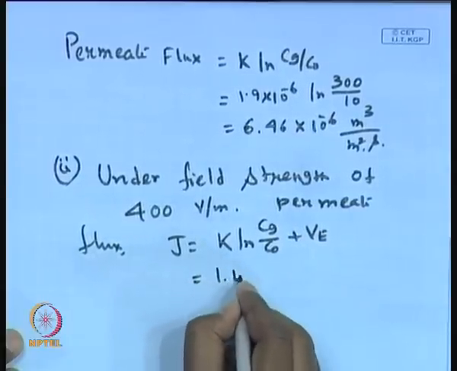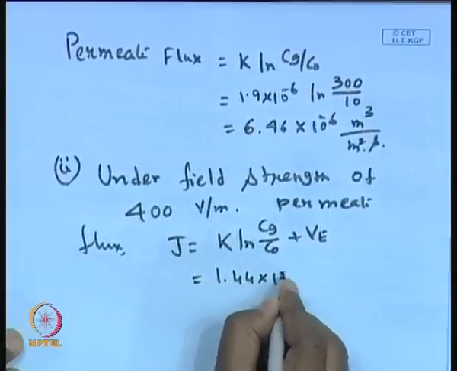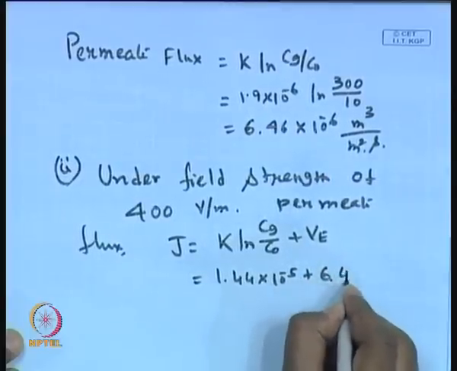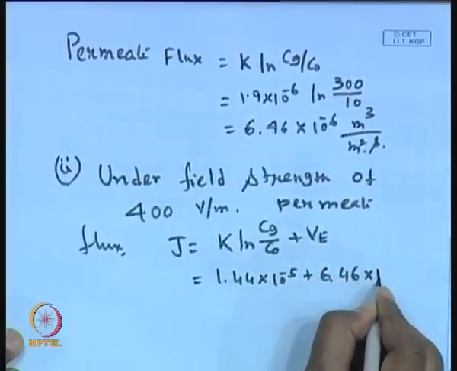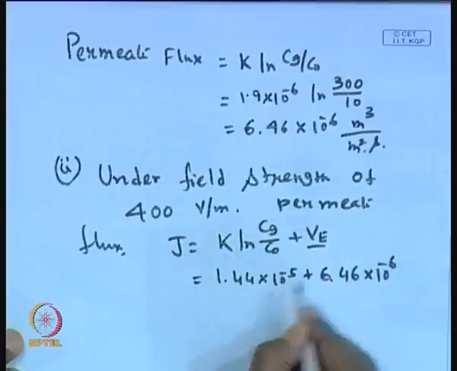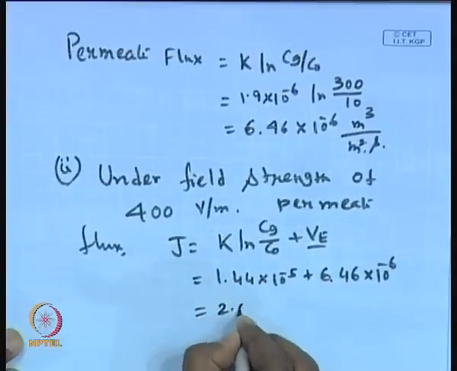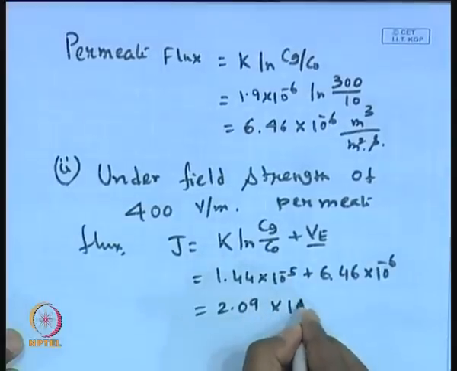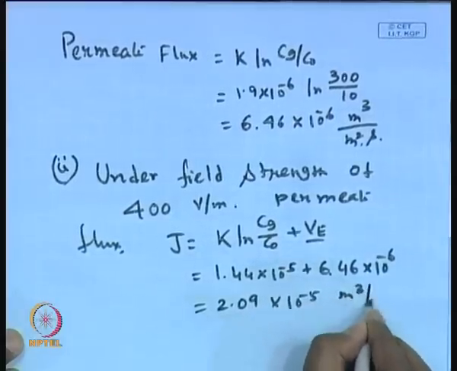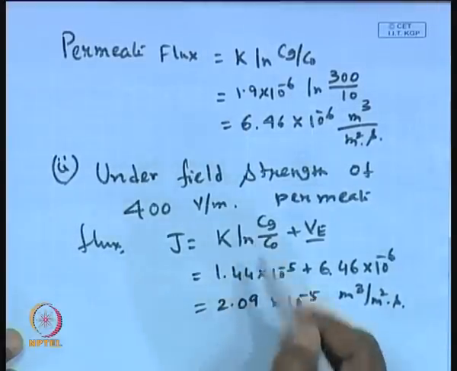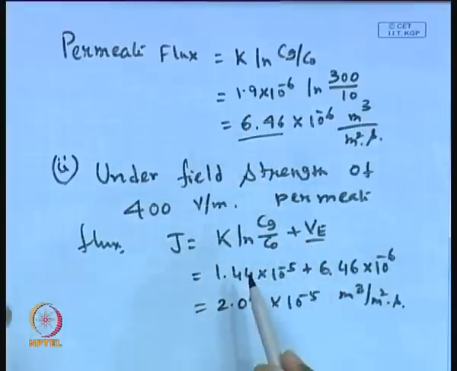So, it becomes 1.44 into 10 to the power minus 5 plus 6.46 into 10 to the power minus 6. The VE was 1.44 into 10 to the minus 5, I guess. So, it was 2.09 into 10 to the power minus 5 meter cube per meter square per second. So, in this case it is basically 21 into 10 to the power minus 6 meter cube per meter square second. Okay. So, 21, and this was around 6.46, so let us say around 7.